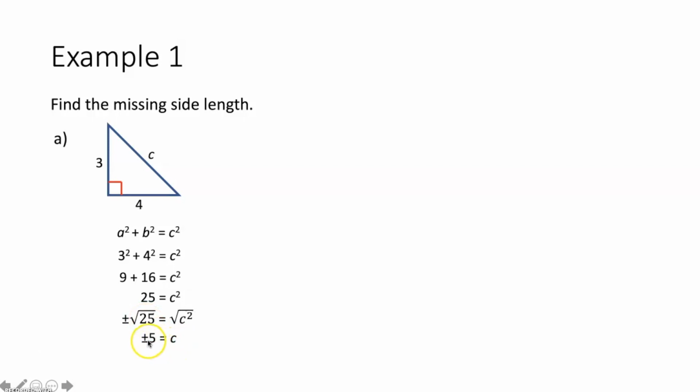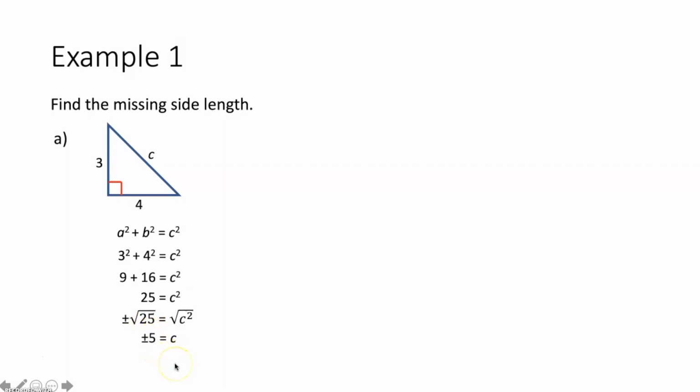You put plus or minus 5 because technically in this equation up here, C could have been positive or negative 5. And if you square that, you still get 25. The only issue is our question is dealing with side lengths of a triangle. And you can't have negative 5 as a side length of a triangle, so we're just going to take our positive version, which is also called your principal root.